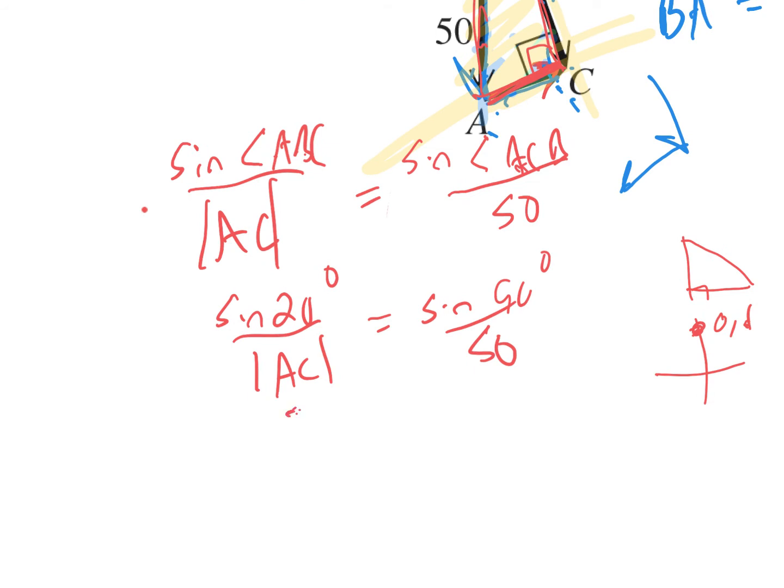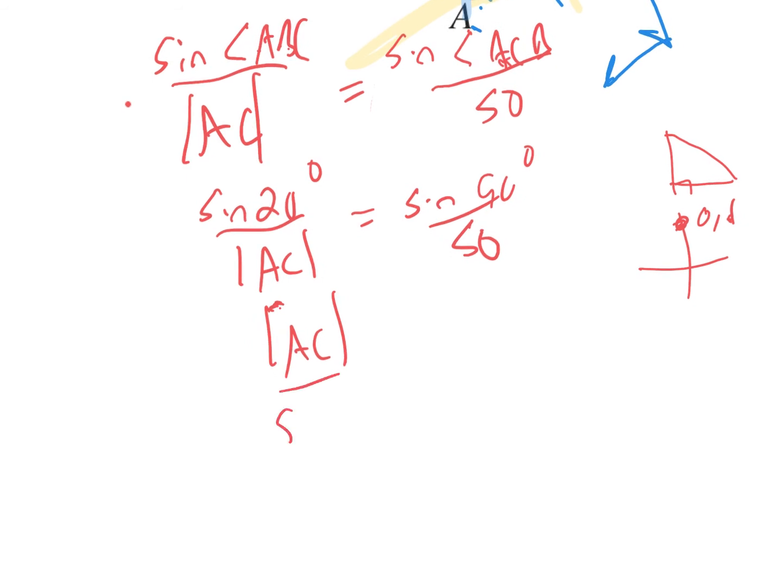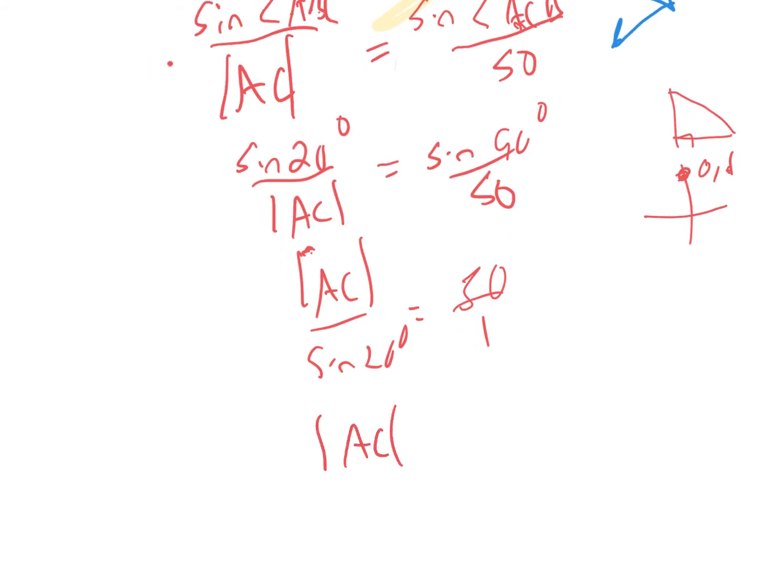So it gives me, let me get what I want up front. I could flip those to make it easier. I could say AC over sine of 20 degrees equals 50 over 1. That's a lot easier. Then I can say the answer that I want is sine of 20 degrees times 50. That's what I will want to find out. So type that in the calculator. I'm going to count to 20 and let you come back with the answer.